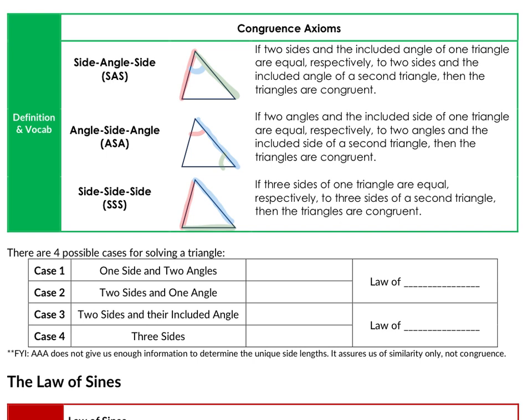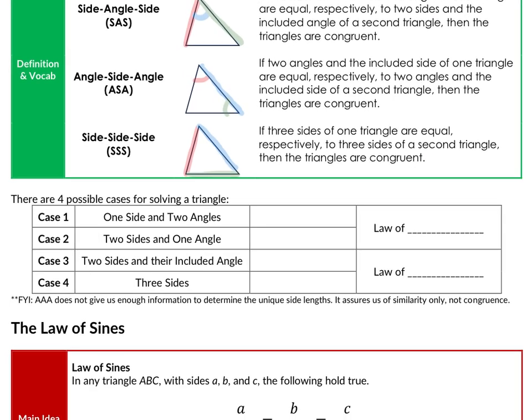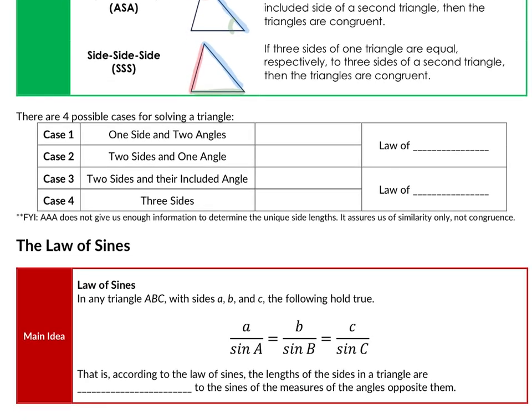Now, these congruence axioms help us determine how to solve these triangles. There are 4 possible cases for solving a triangle. We're only going to be going over the first 2 today, and throughout the rest of the notes, we'll get case 3 and 4. But case number 1 is when you have one side and two angles, side, angle, angle, or angle, side, angle. When we have that information on a particular triangle, we can use what's called the law of sines, which we're actually going to learn about today, to determine the rest of the information.